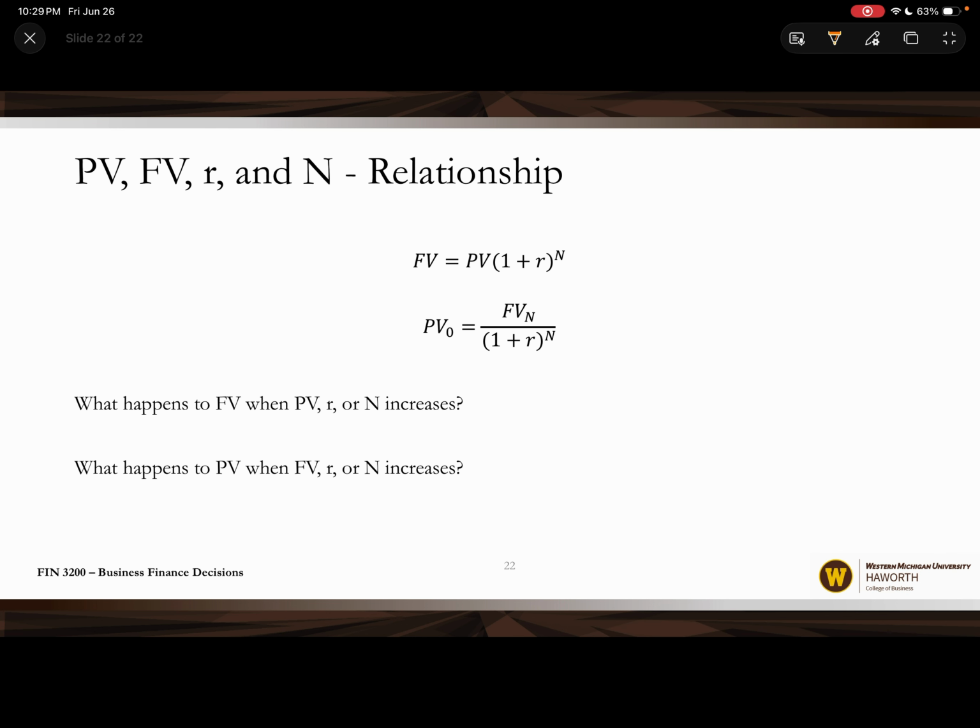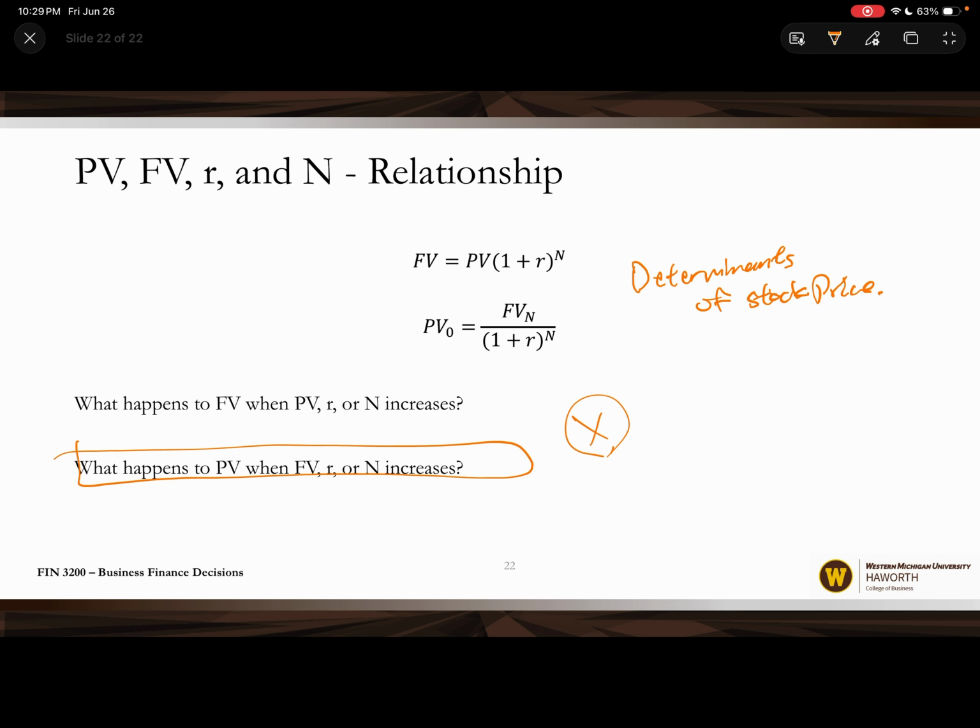This we talked about in the determinants of stock price slide before. Remember, I gave you this example, but this is not as important. Okay, good.